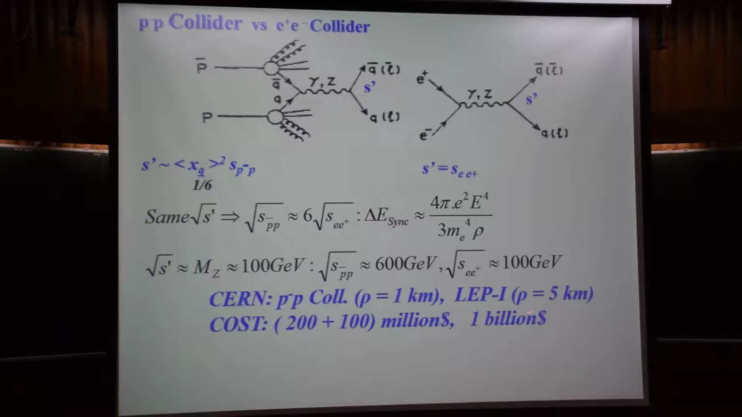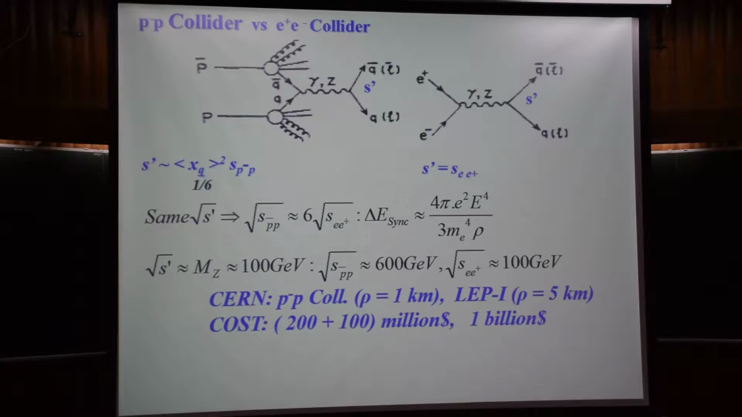Okay? But the radius of LEP one was 5 km against just 1 km for the p-pbar collider. And the cost of LEP one was $1 billion against only 300 million for p-pbar. Again, out of the 300, 200 had already gone into the proton synchrotron, which is existing. With just $100 million extra, it could be converted into a collider, okay, and produce the Z boson.